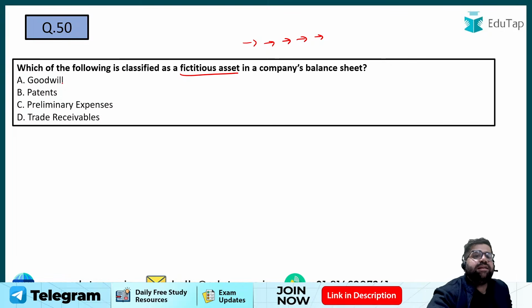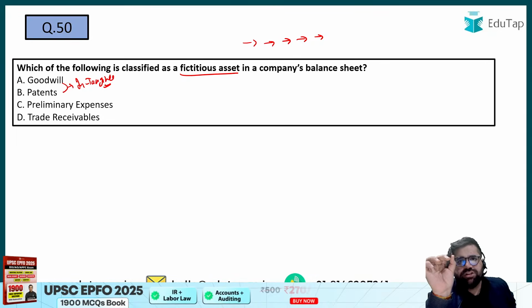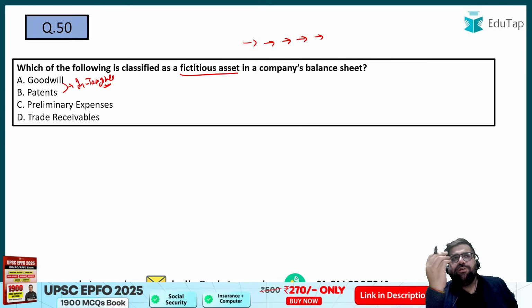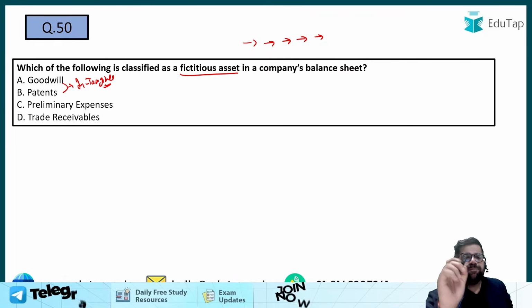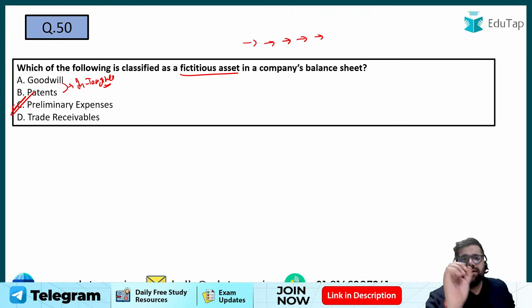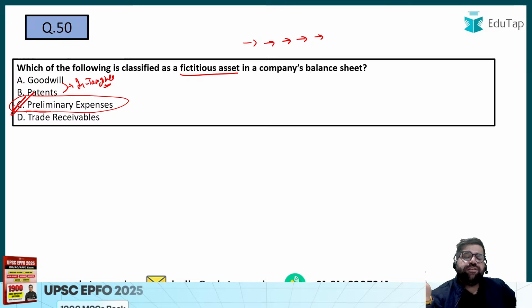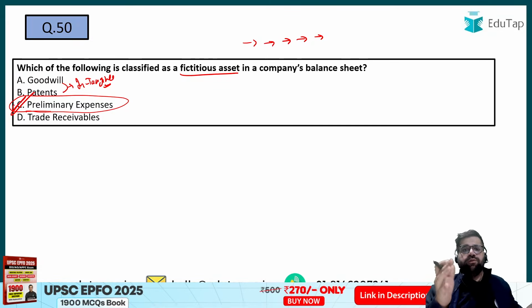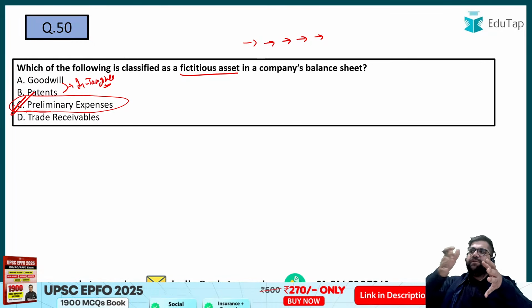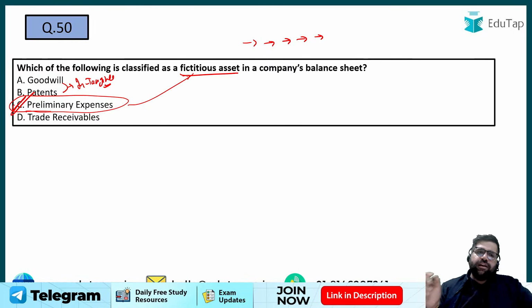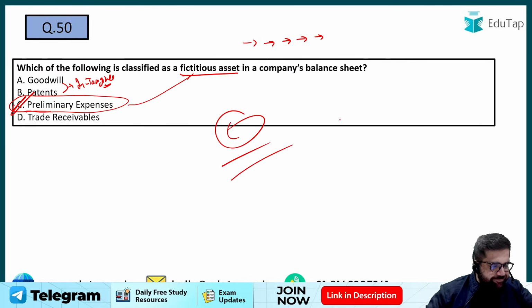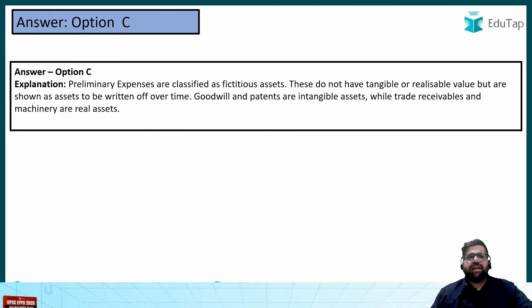No, goodwill and patents are your intangible assets. Intangible assets are those assets which you cannot touch. You can only feel it, as in, yes, the thing exists, but it is not visible. So that is intangible. Yes, the correct answer will be preliminary expenses. Preliminary expenses are those expenses incurred to start a business. You might have paid a lawyer's fee and done some paperwork, so instead of showing all those expenses together, we show them over different years. So that is known as a fictitious asset. The answer over here will be option C.